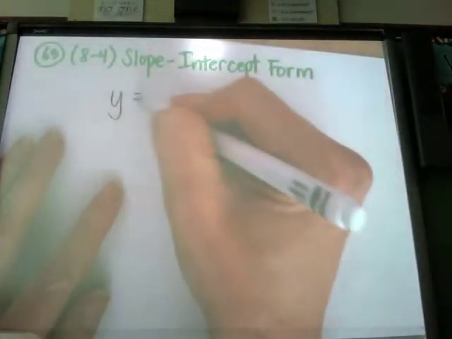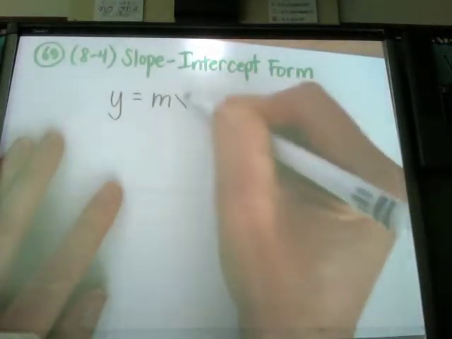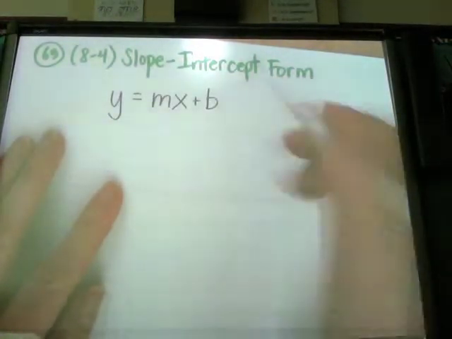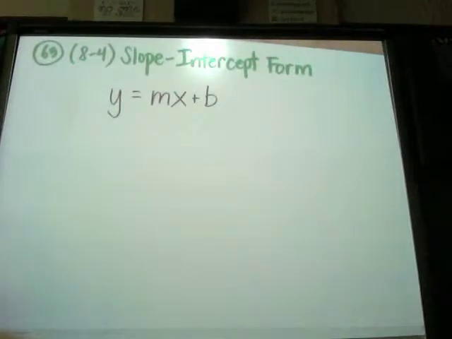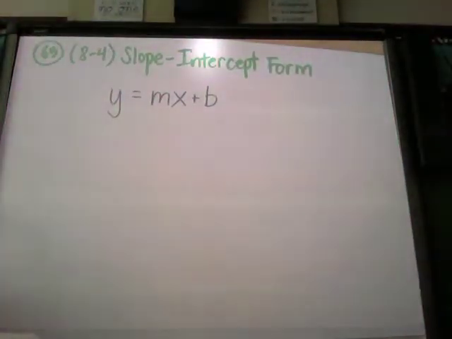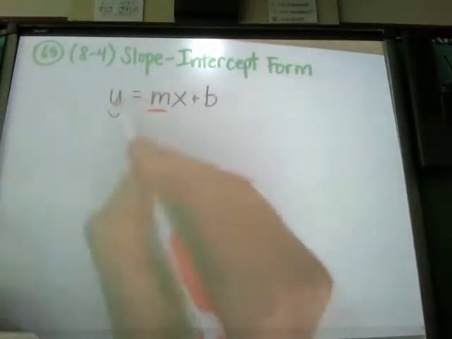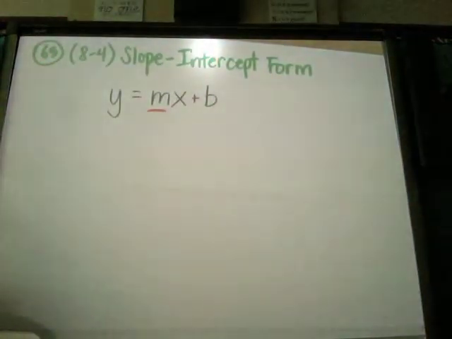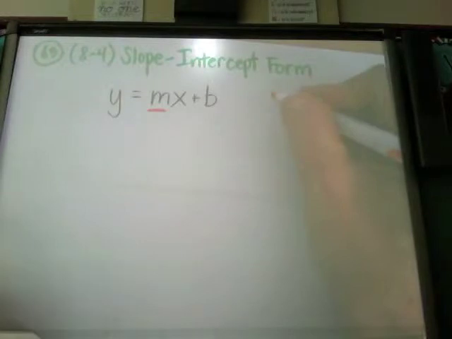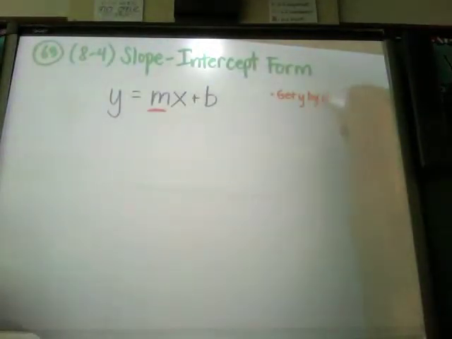Here's what this looks like. The standard way to have slope-intercept form is to have the y all by itself, so that's important, getting y by itself. If it's already by itself, then it's in slope-intercept form. If it's not, then you have to get the y by itself.